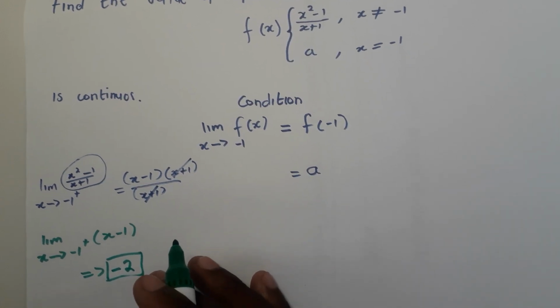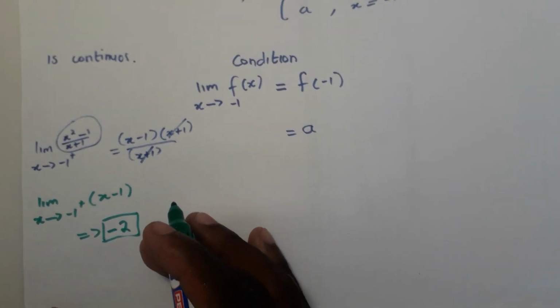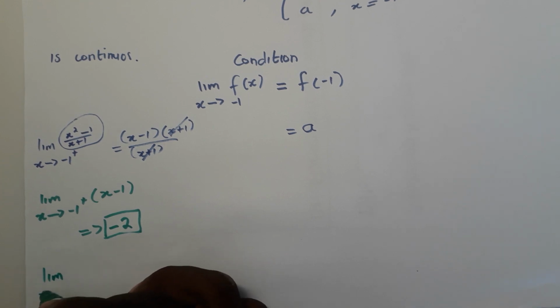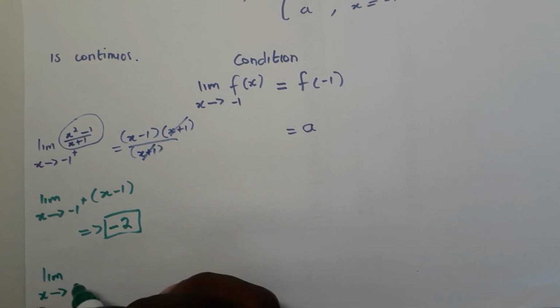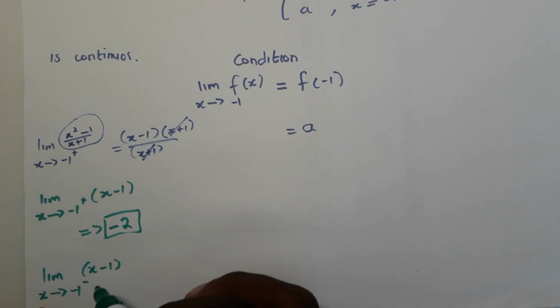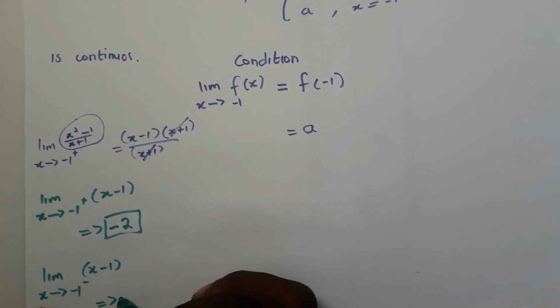Now from the left side, because you also need to check the left side for the limit, when x approaches -1 from the left side, we also have x minus 1. If you directly substitute here, it will also be -2.